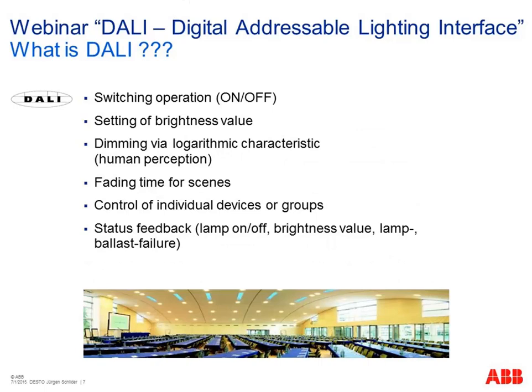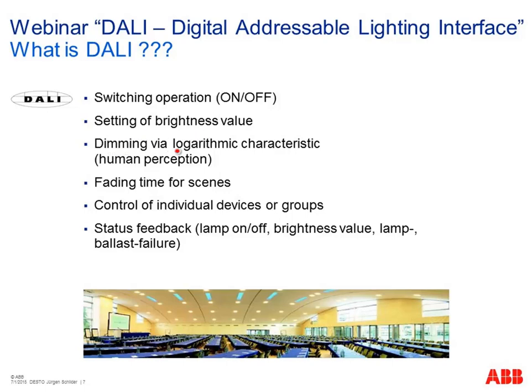Some basic functions at the beginning only. Of course, lighting control means switching on and off, clear. But of course, dimming is also possible. For example, setting any brightness value is easily possible, to jump to a dedicated brightness value.